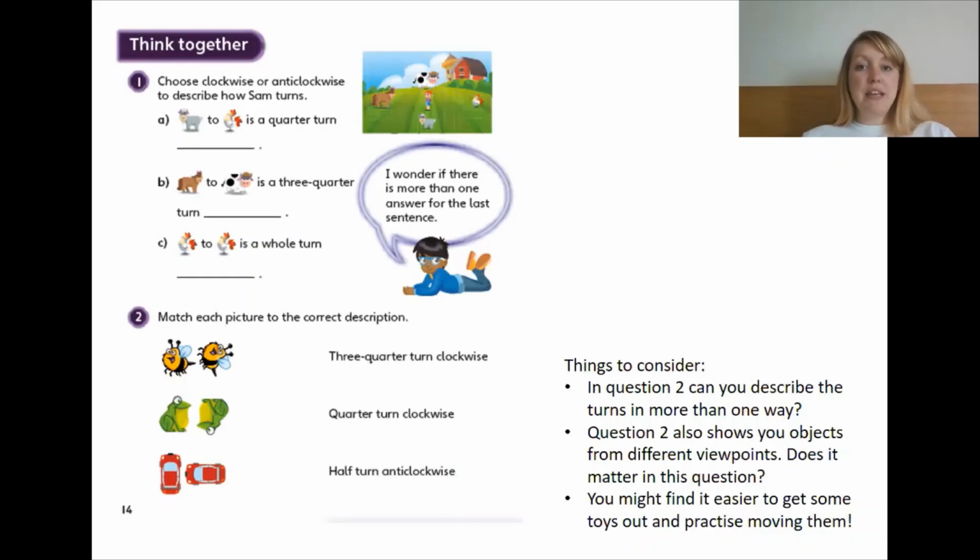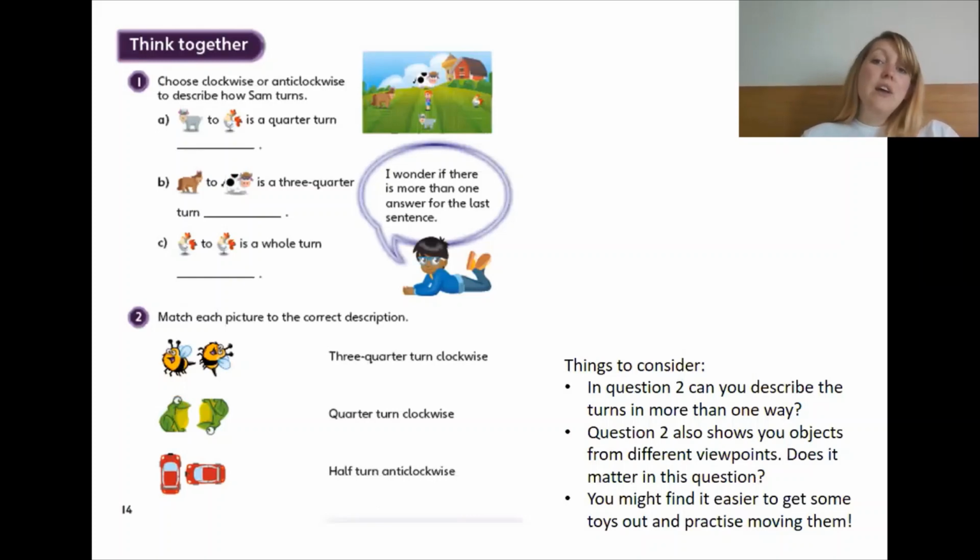So here you have your think together, and I think you can do these on your own this time. So the things that I would like you to consider are, in question 2, can you describe the turns in more than one way? Also in question 2, it shows you the objects from different viewpoints. Does this matter in this situation?